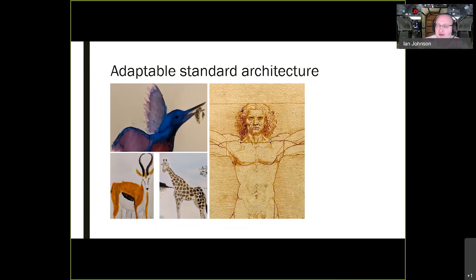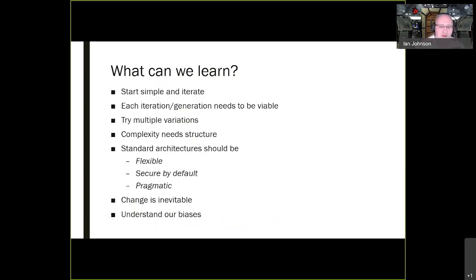So it's worth thinking about what the architecture of our systems is, and can we make it easy to build the next system or to extend it very easily by focusing on those architectures. So what can we learn? I think nature teaches us to start simple and iterate. That each generation needs to be viable. If we keep throwing out rubbish, we will end up losing in the marketplace because people will just not use us. We can try multiple variations, not just the first thing that comes into our head.